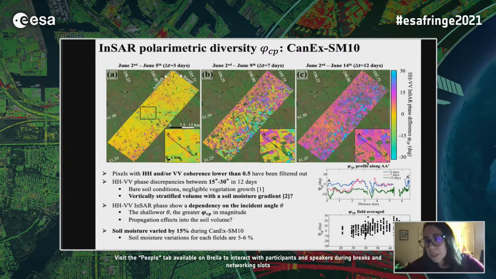Given the condition of the soil by the time of acquisition, we suspect that these changes are driven by soil moisture effects and can be explained by the presence of a vertically stratified volume containing a soil moisture gradient.